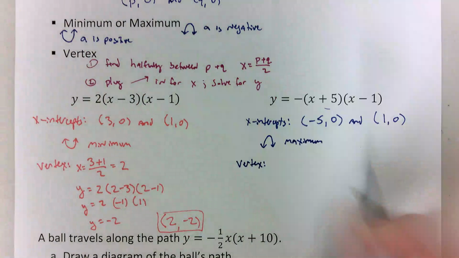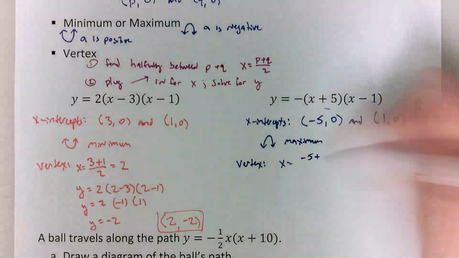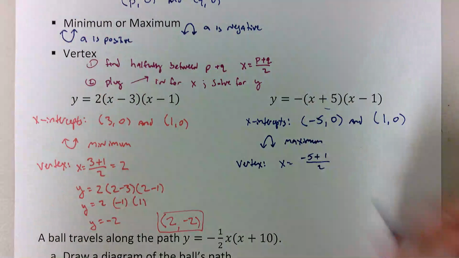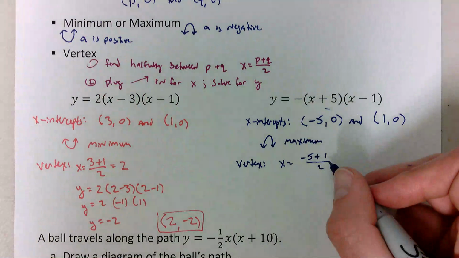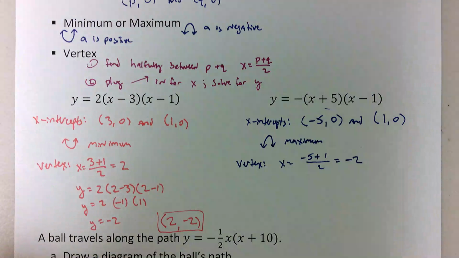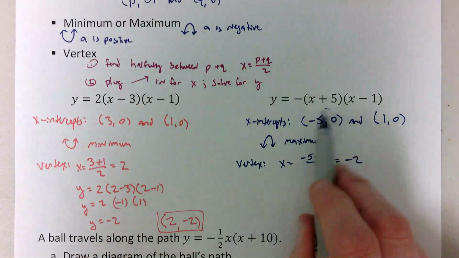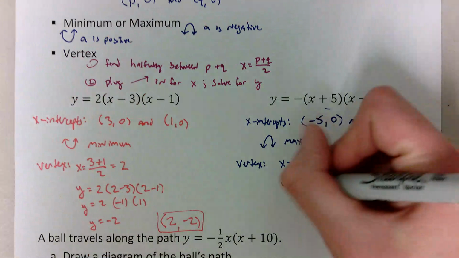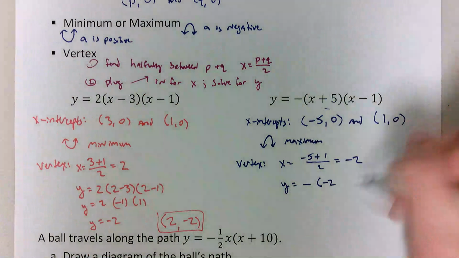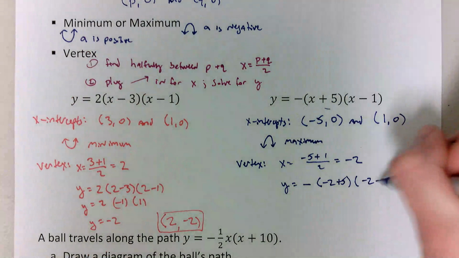All right, and then to find my vertex, I'm going to go halfway between these two numbers. So my x coordinate, I'm going to do -5 plus 1 and divide it by 2. So -5 plus 1 is -4. -4 divided by 2 is -2. So there's the x coordinate, and then I'm going to plug that back in for both x's in my equation. So it's y equals negative, and then in parentheses, I'm plugging in that -2 for x, plus 5. And then I'm plugging in that -2 again for x.